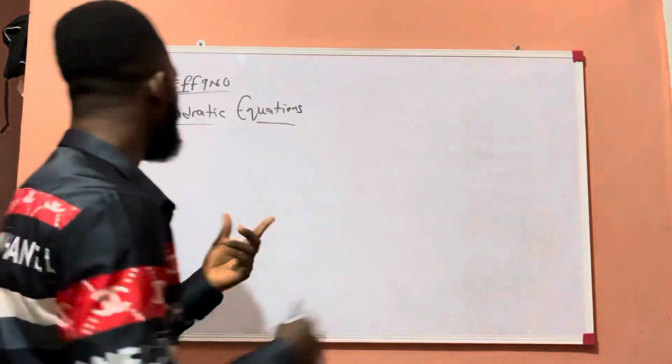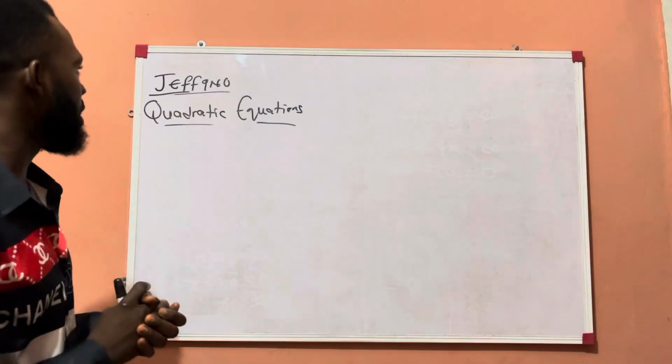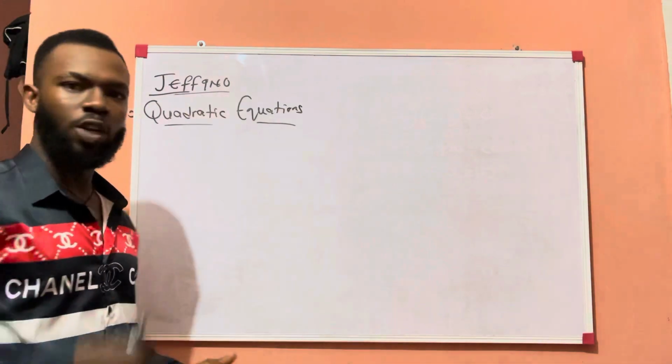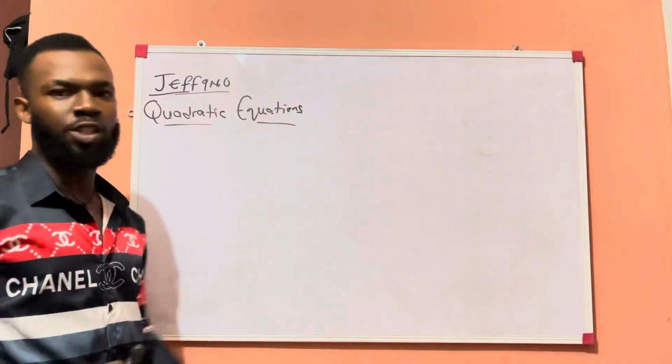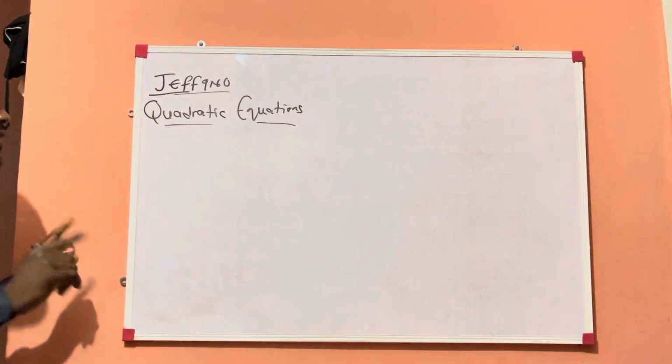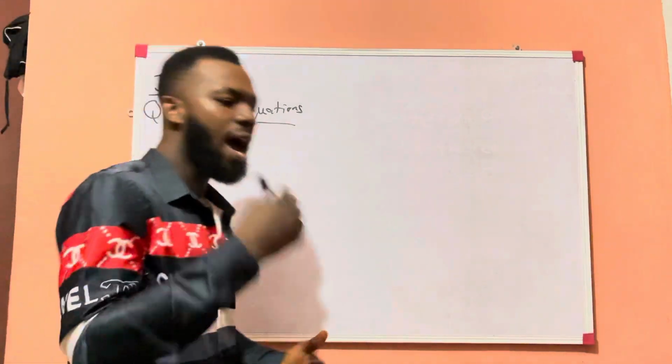So today we shall continue from the methods for solving quadratic equations, which are the formula method, the completing the square method, the factorization method, and as well the graphical method. Today we are going to be looking at the factorization method. How do you use the factorization method to solve quadratic equation problems?